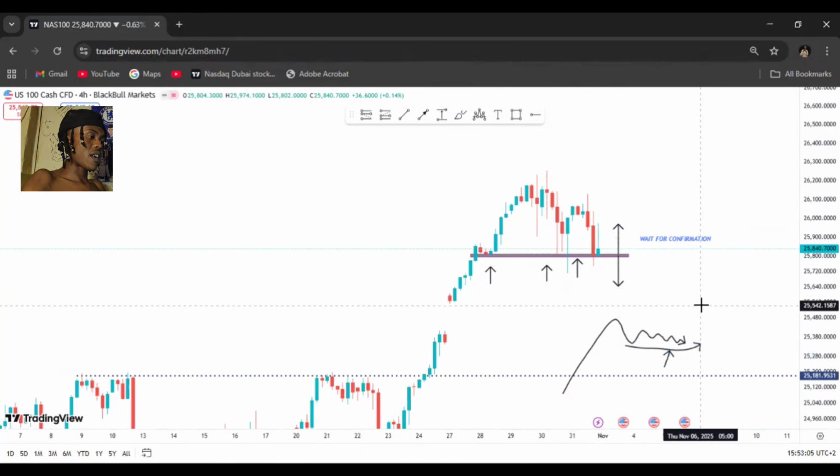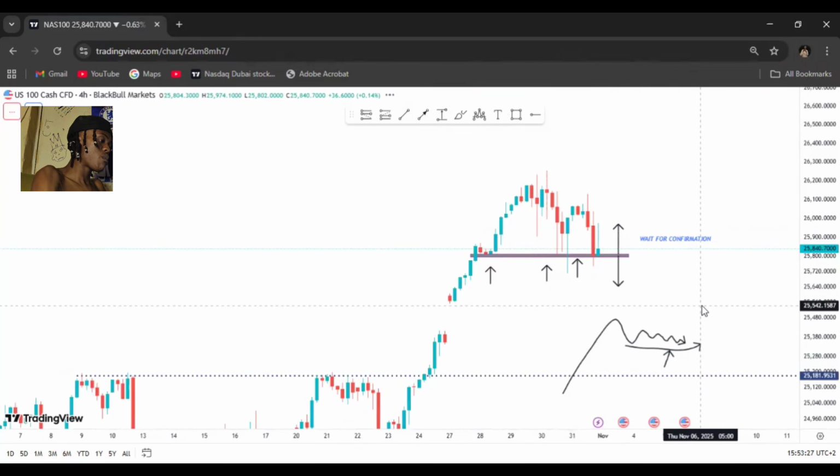So on Nasdaq, I've made it clear that we're simply going to be waiting for confirmation. The confirmation is based on price giving us a break below our zone so we can look for those moves to the downside, or we're going to get a fail to break and bullish momentum above our zone so we can look for those moves to the upside. And that's what we're going to be focusing on for Nasdaq in the coming week.